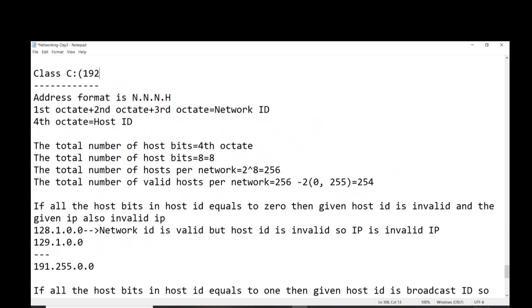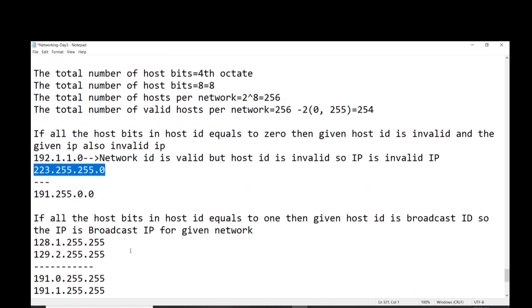Suppose now, what is the starting net range for class C? Class C range is 192 to 223. Now you write here 192.1.0.0. It's invalid, yes or no? Okay. So if I go with the last, 223.255.255.255, is that a valid IP? No, invalid. Okay, so like this, it can go.